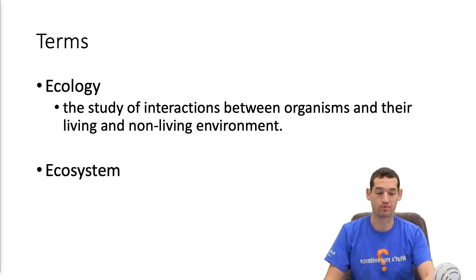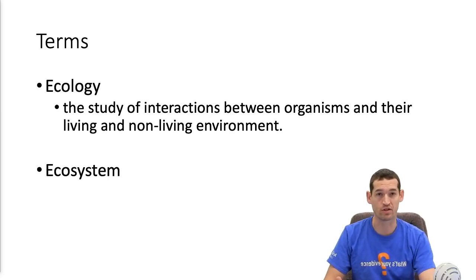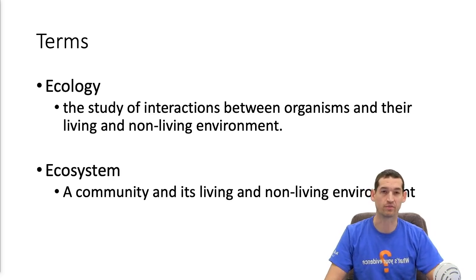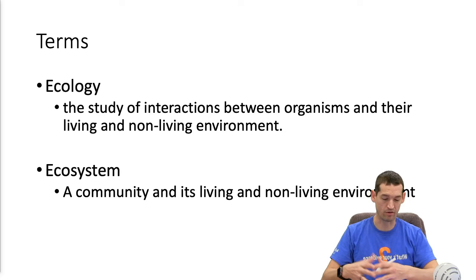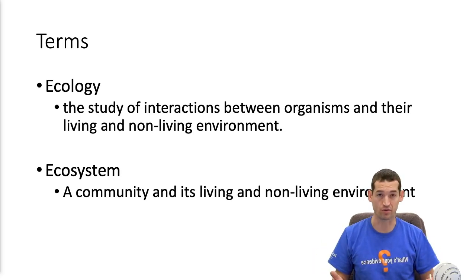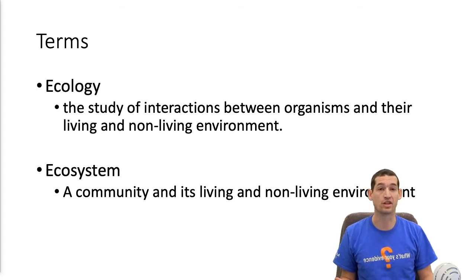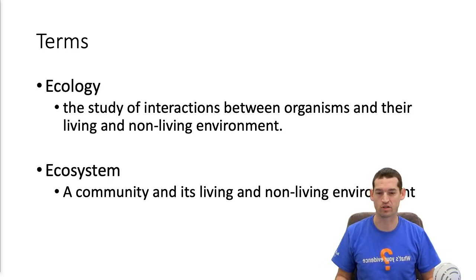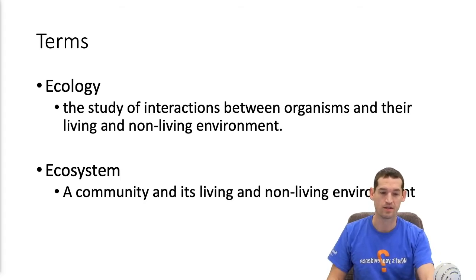Ecosystem is very similar. Remember eco, so we know automatically when we see eco it's living and non-living. An ecosystem is a community and its living and non-living environment. So now if we talk about the grassland ecosystem, that means we're talking about all the living things that live in the grassland, all the plant species, all the animal species, but we're also talking about the non-living components. So what's the sunlight conditions like? What are the seasons like? What is the precipitation? All of those things would come into factor with ecosystems.